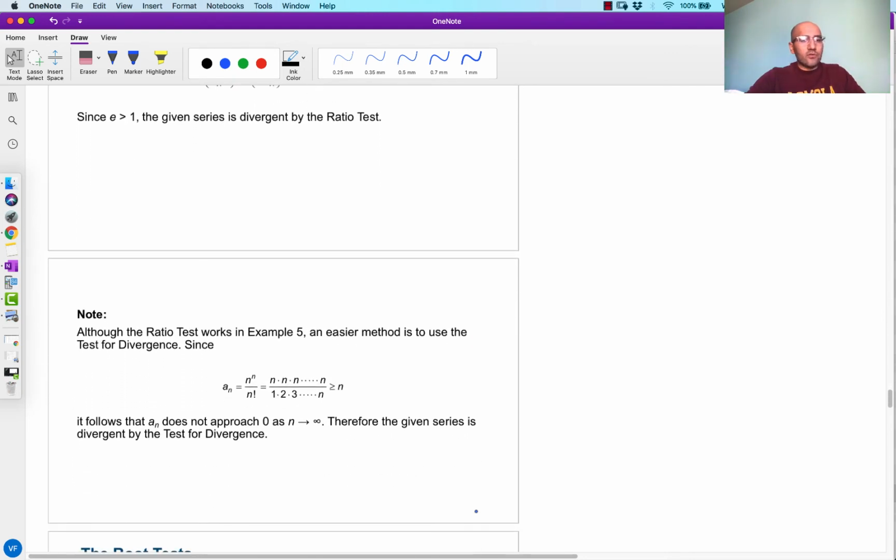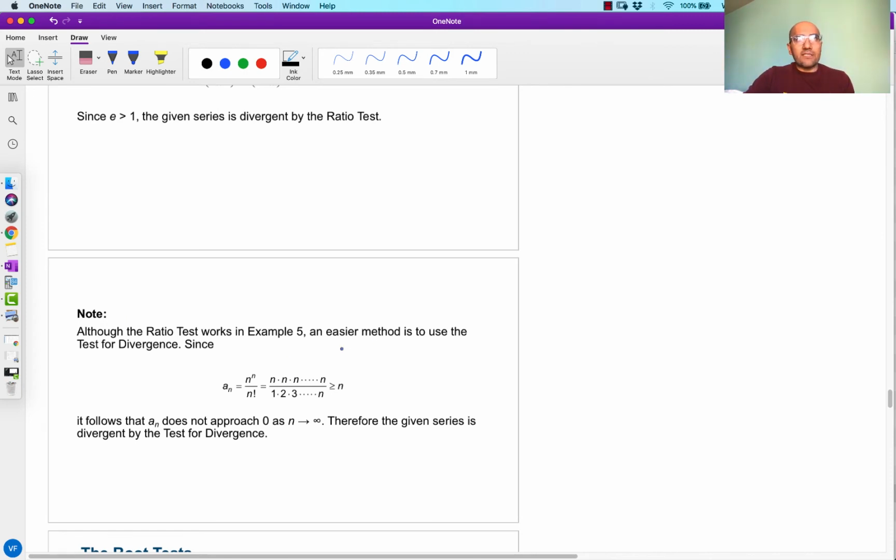Note, although the ratio test works for example 5, an easier method is to use the test for divergence, since if we notice, this is always going to be strictly greater than n. Notice that on a term-by-term basis, the first two match, n over n, that's just 1. But in every other case, the numerator is bigger than its corresponding, paired up value in the denominator. So this thing is definitely not going to converge to 0. So that's what matters here, the test for divergence.